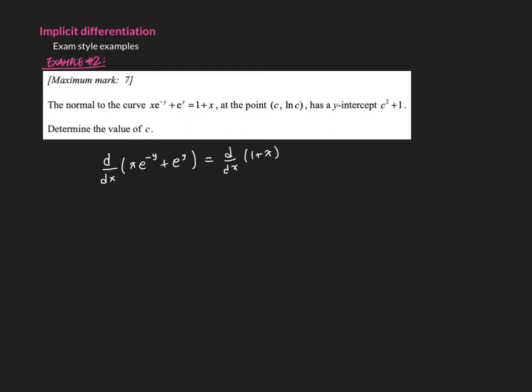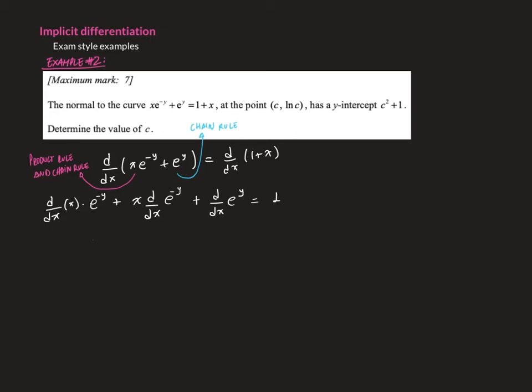And in the left hand side we have a product plus e^y. So we have to use the product rule and chain rule for the first term and chain rule for the second term. Let's begin with the product rule. The derivative with respect to x of x times e^(-y), plus x times the derivative with respect to x of e^(-y), and then plus the derivative with respect to x of e^y. And this should be equal to 1.